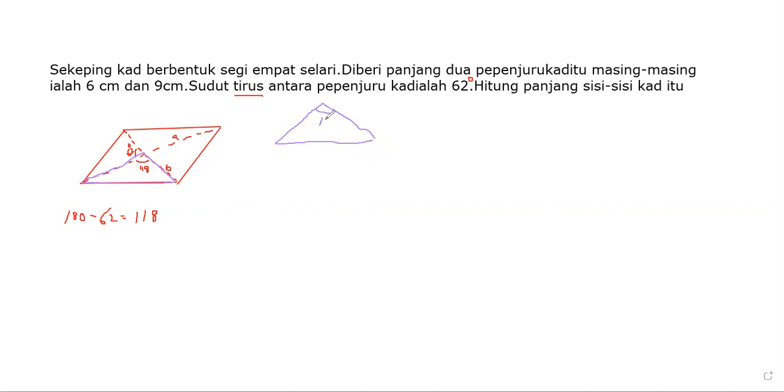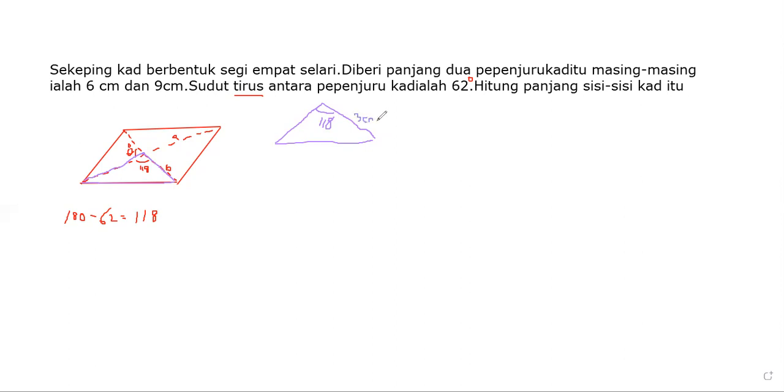We have already found the value from the earlier calculation. This side we don't know for now, and this side we also don't know. But when you go back to the original, this particular line is part of the 6 cm diagonal. And from the center where the diagonals meet, that will be the center of the parallelogram. That means from the center to the end, this is 3 cm.